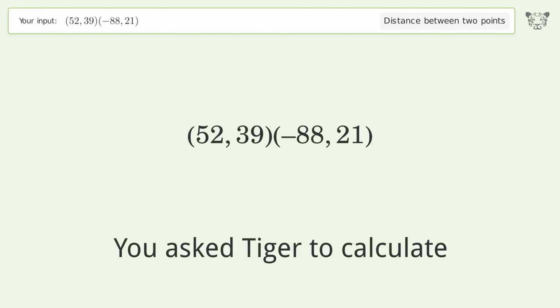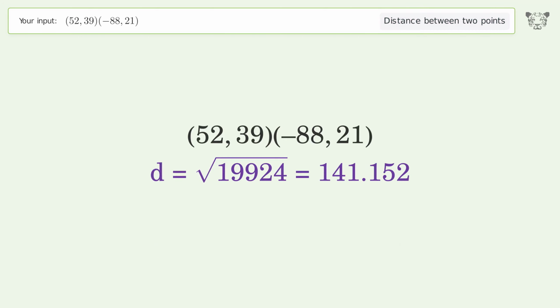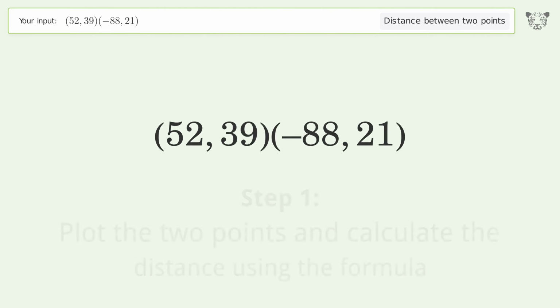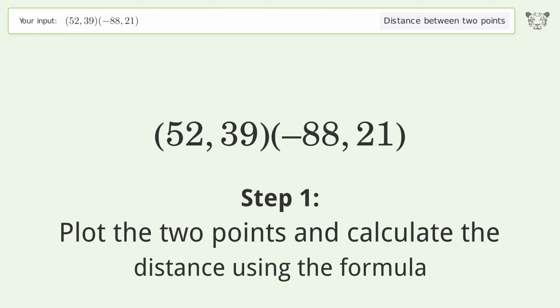You ask Tiger to calculate. This deals with the distance between 2 points. The distance between the 2 points is the square root of 19,924, or 141.152. Let's solve it step by step. Plot the 2 points and calculate the distance using the formula.